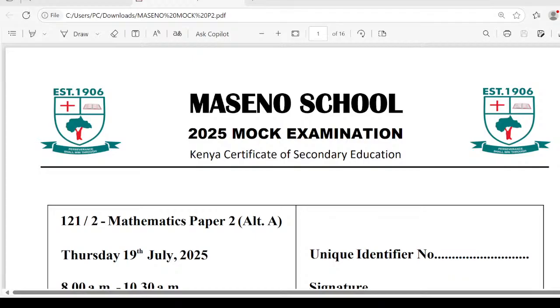Welcome to our session whereby we are going to discuss the Maseno School mock examination that was done in July.